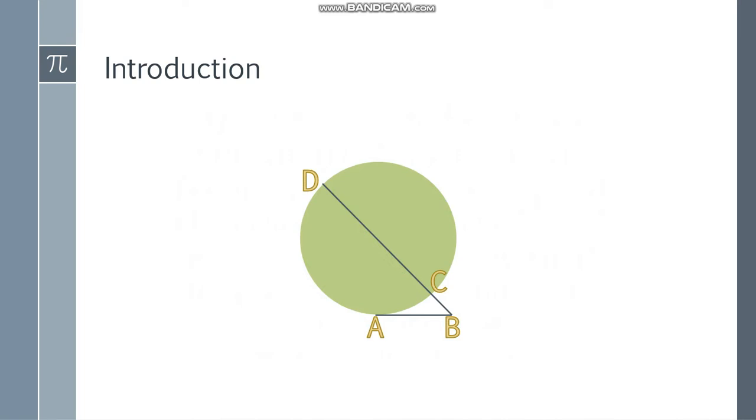So we have here a secant, that is DB. We have two parts of the secant. This is the internal segment, that is segment DC, and we have the external segment, that is segment BC. Those are the two parts of the secant. And we also have the tangent, that is segment AB.